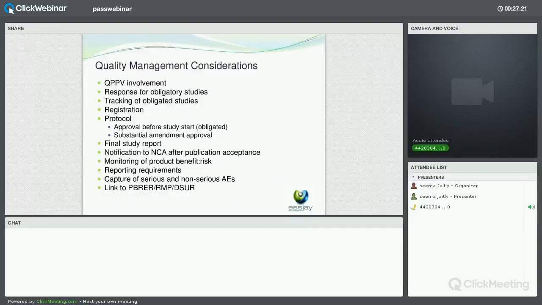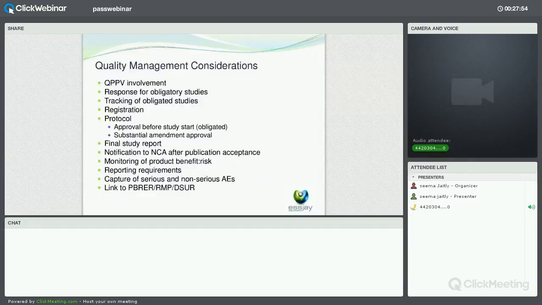So the last 3 slides are just a bit on quality management considerations and KPIs, that kind of thing, because we've covered a lot. I think the important thing is these are the things that you need to consider when you're looking at the processes that you have within your organisation. So first of all, QPPV involvement. They need to be involved in the review and sign off. They have to sign off on any EU post-authorization safety studies. You need to have a process that ensures that you can respond for obligated studies within that 30-day time frame.